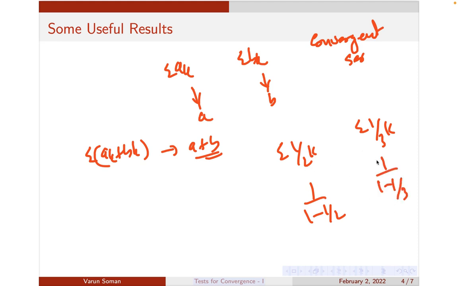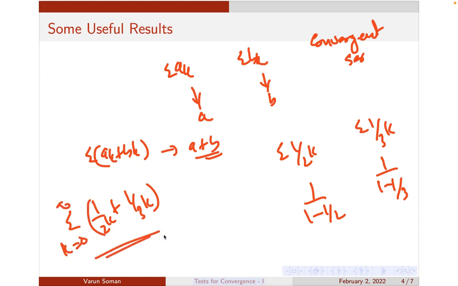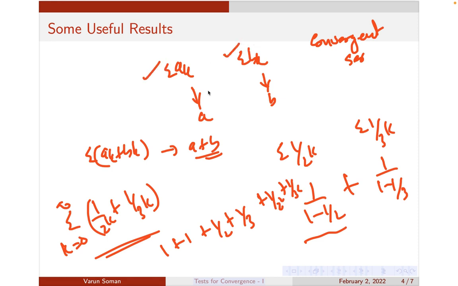So these are the geometric series, and if I look at the new series 1 by 2 raised to k plus 1 by 3 raised to k, I am getting a new series here. Suppose k is varying from 0 to infinity, what will be the new series? It will be 1 plus 1, plus 1 by 2 plus 1 by 3, again 1 by 2 square plus 1 by 3 square, and so on. So this new series will also be convergent, and its sum will simply be the sum of the individual series. This is true only if both of them are convergent. So if sigma AK is convergent and sigma BK is convergent, then sigma AK plus BK will also be convergent.